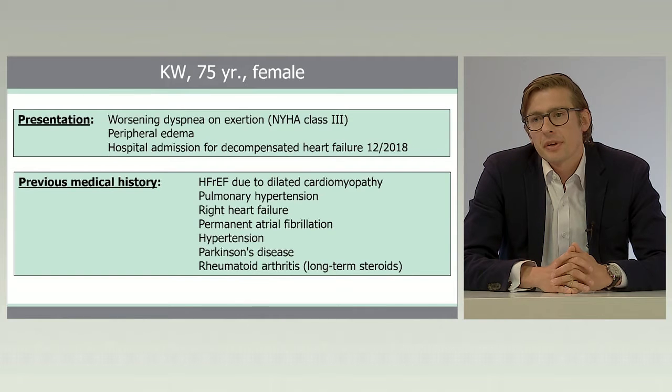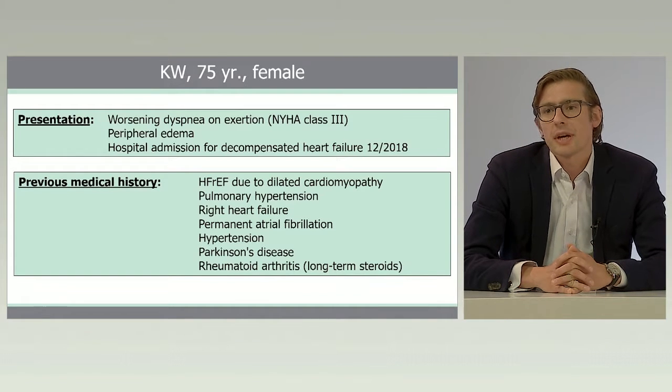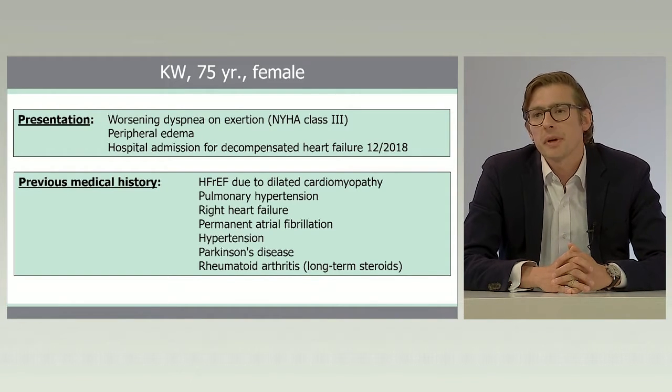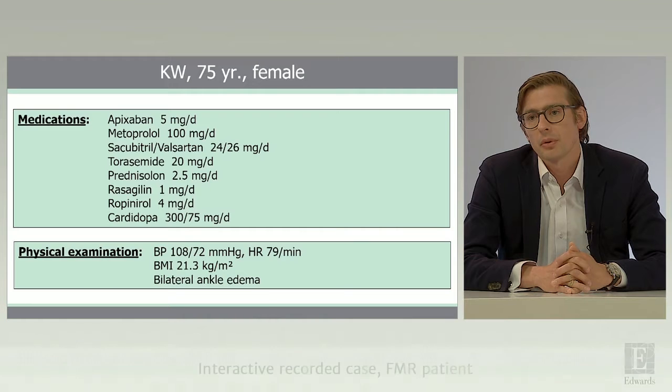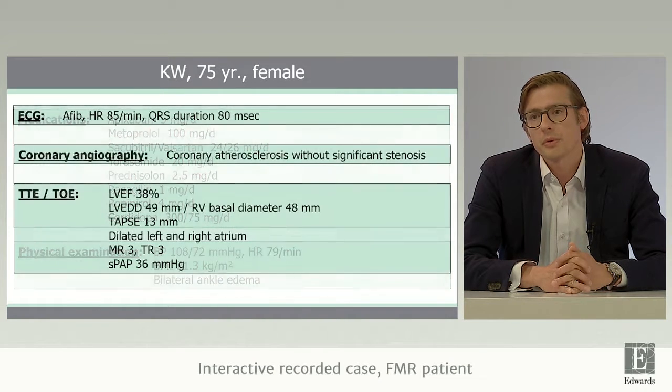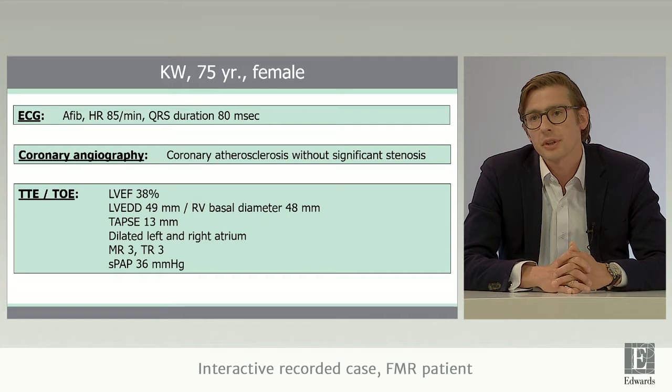This was a 75-year-old woman who presented in NYHA class 3. She had peripheral edema, and she just recently was again hospitalized for acute heart failure. Her main diagnosis was HFrEF. Here you see her medication, which is pretty much according to guideline-directed medical therapy in a patient with reduced left ventricular ejection fraction.